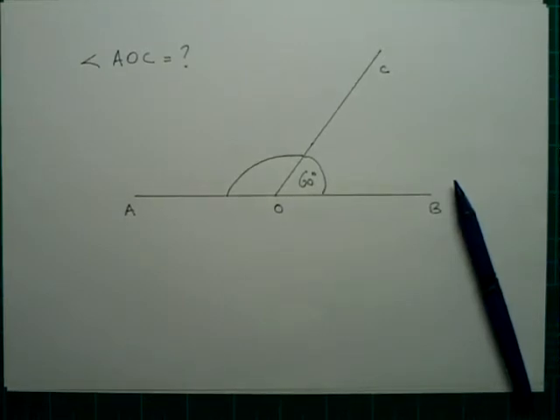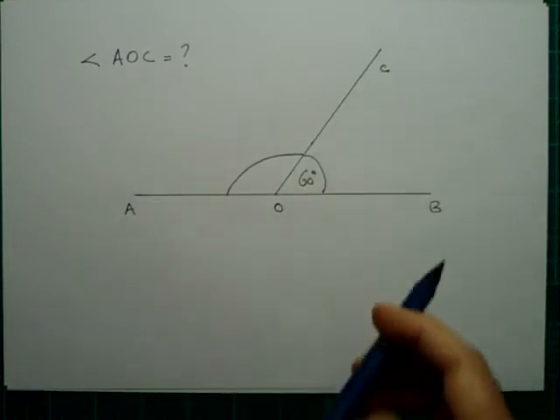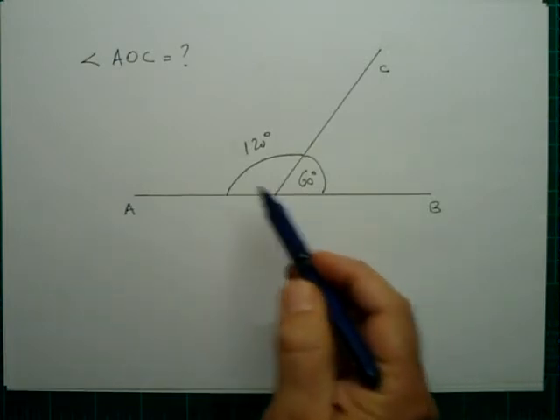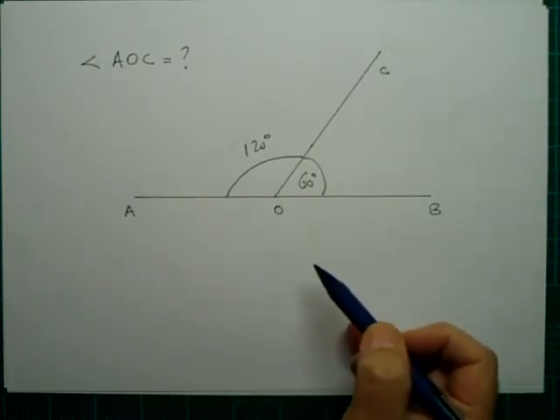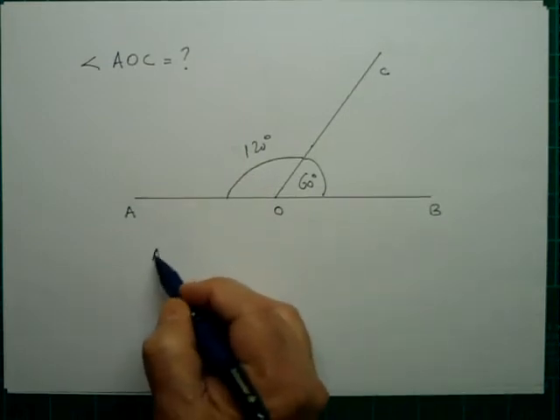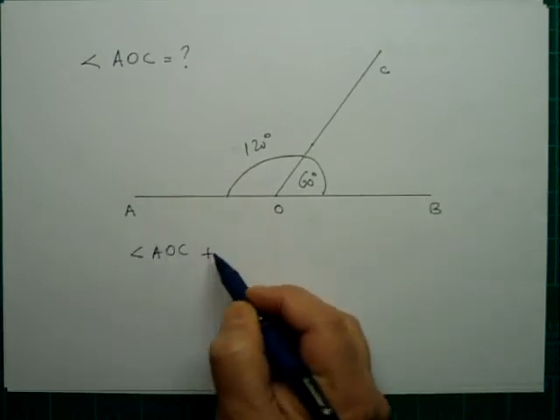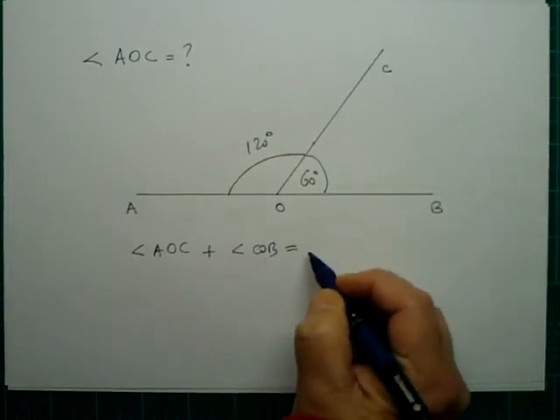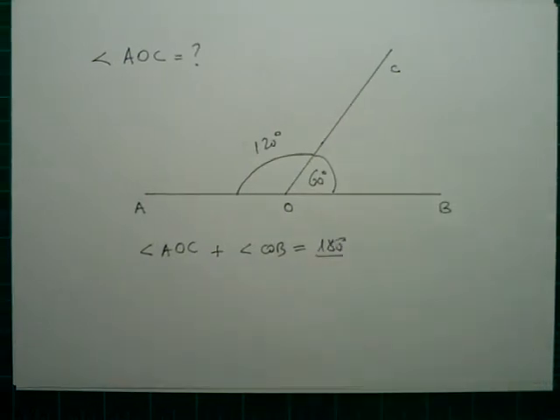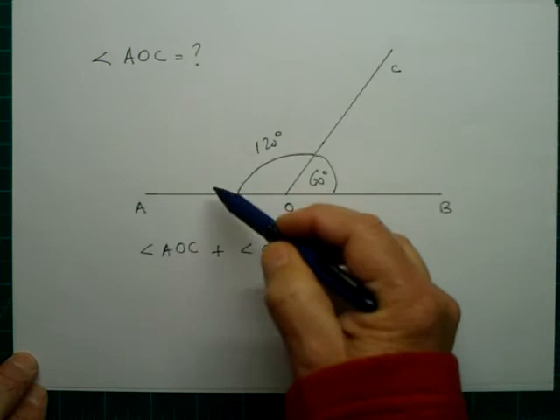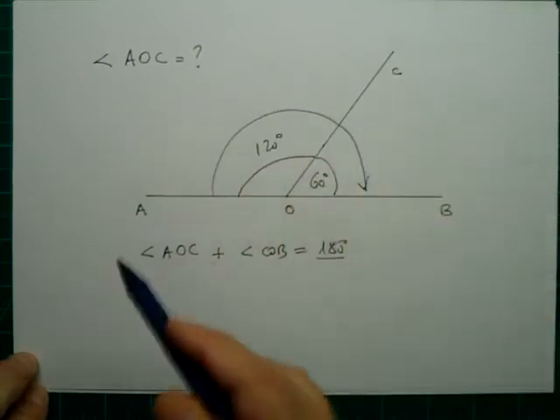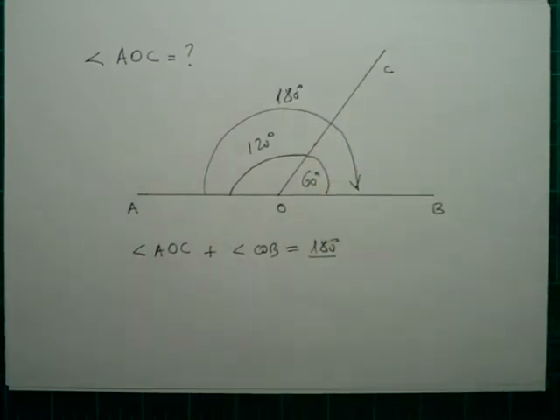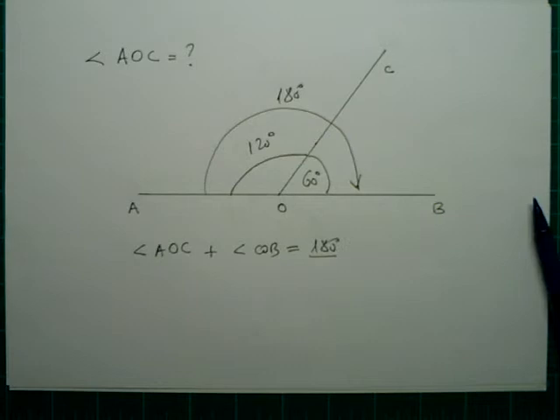Okay, the answer is that AOC is equal to 120 degrees. Why? Because these two angles are supplementary. That means that the angle AOC plus the angle COB give 180, because these two are supplementary, as we have a straight line here which is a straight angle which is 180 degrees. Okay, let's go to another example.